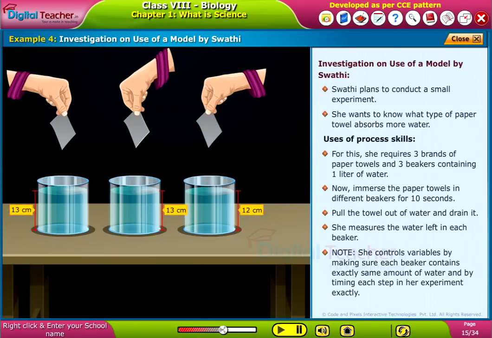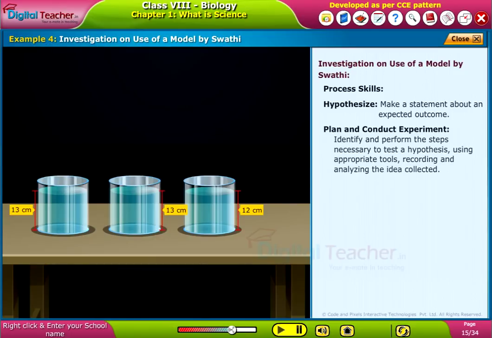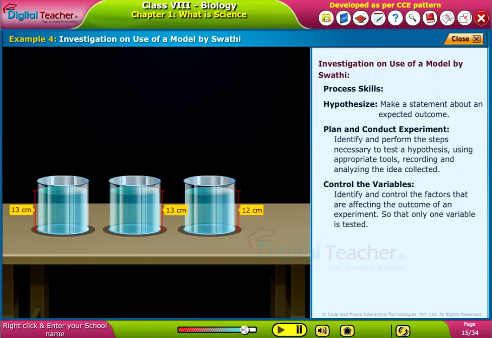in her experiment exactly. Process skills. Hypothesize: make a statement about an expected outcome. Plan and conduct experiment: identify and perform the steps necessary to test a hypothesis using appropriate tools, recording, and analyzing the data collected. Control the variables: identify and control the factors that are affecting the outcome of an experiment, so that only one variable is tested.